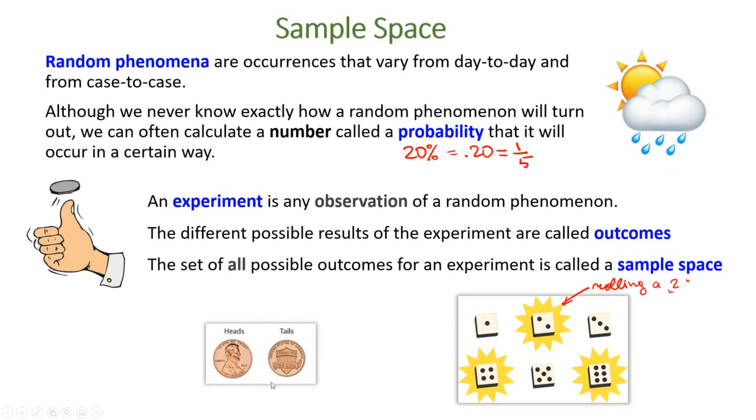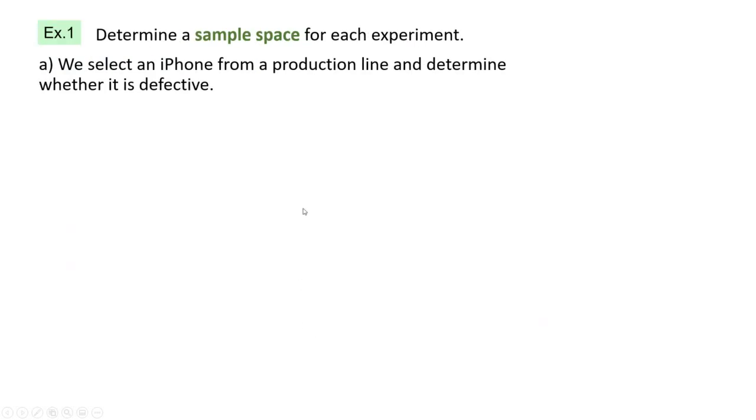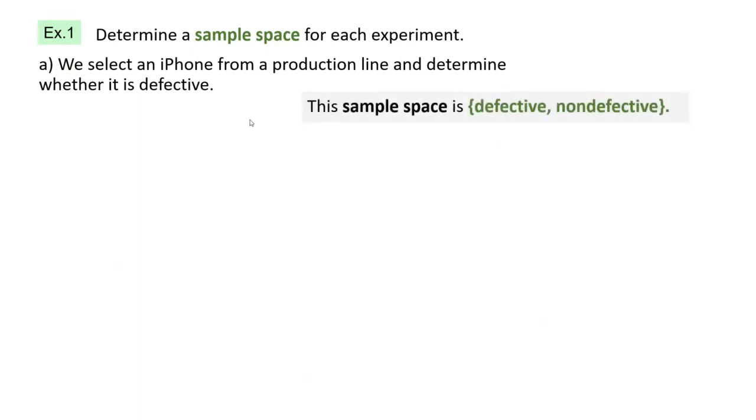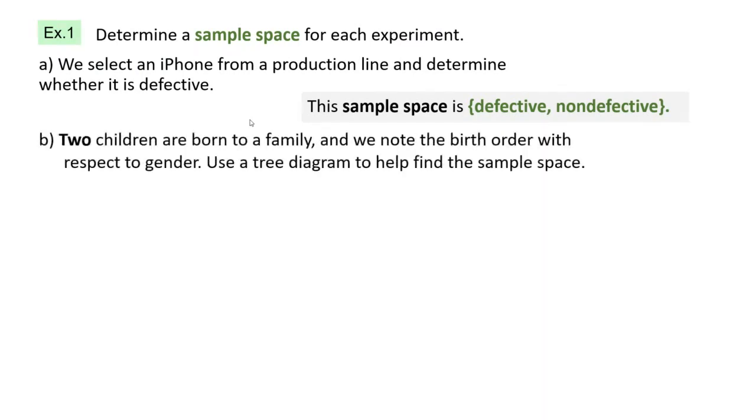For flipping a coin, we have 2 outcomes in the sample space. When we select an iPhone from a production line and determine whether it's defective or non-defective, we have the sample space containing 2 outcomes, defective or non-defective. So we consider only this feature, only this property of an iPhone. That's why we restrict to 2 outcomes.